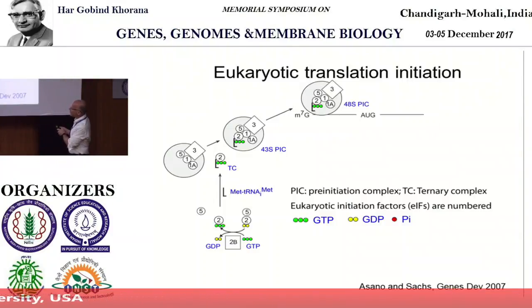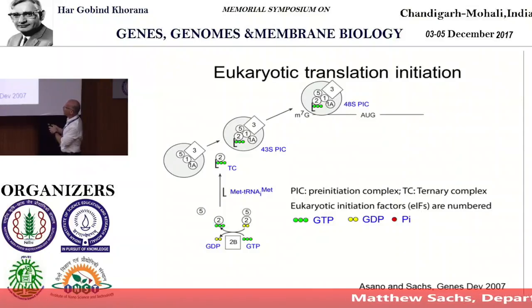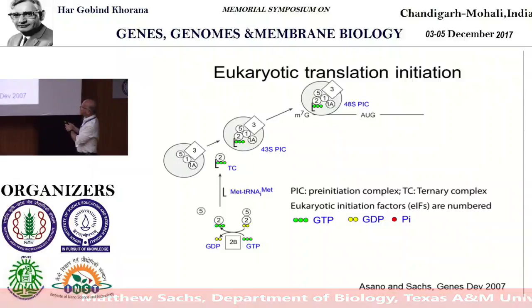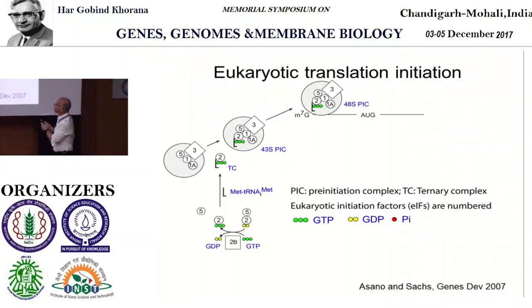Initiator tRNA, they come together and they form this 43S pre-initiation complex, which loads at the cap. And here we're in the GTP-bound state. So we've loaded at the cap, and it's now a 48S because the mRNA is there.